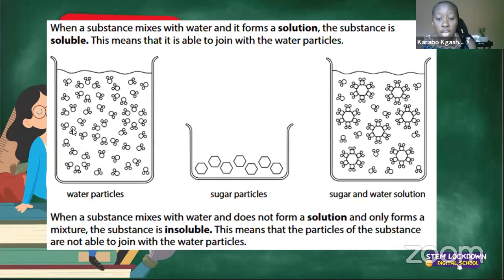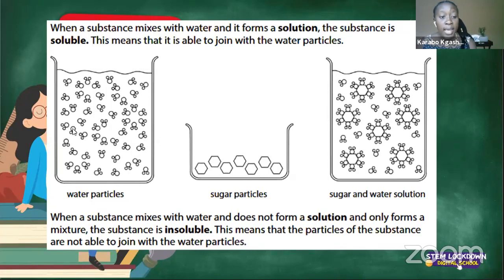Now, the last picture shows how the sugar and the water have joined. Remember the little teddy bear ears, that would be the water particle, and the little shape there, I think that's a pentagon, no, a hexagon, that would be the sugar particles. Together, that would make a sugar and water solution.